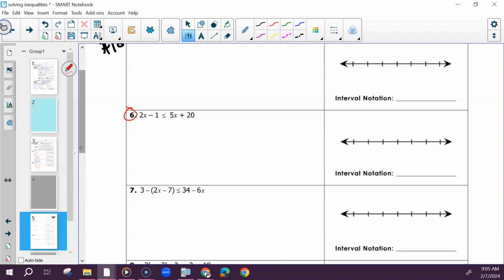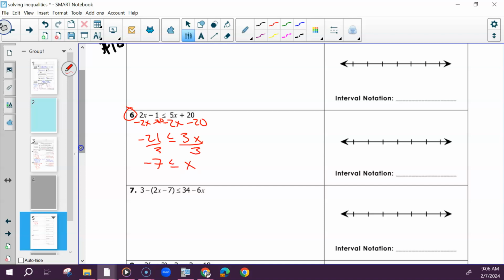Okay. So if we move 2x over, we're subtracting. And then we could also get rid of 20 by subtracting that. So we have negative 21 is less than or equal to 3x. Now, in this case, our x is now on the right instead of the left. I'm going to show you that it still works the same. So divide both sides. The sign does not change.